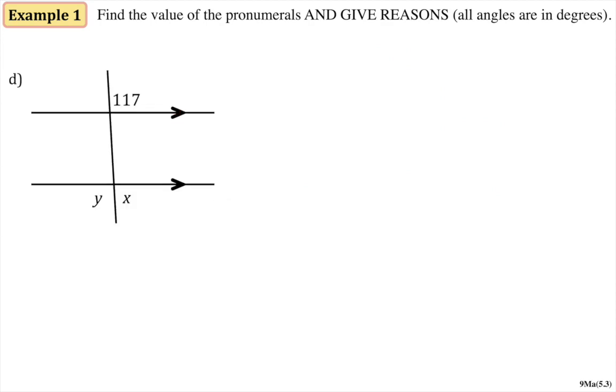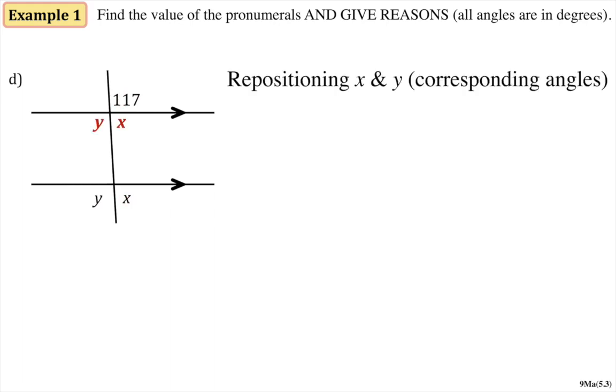Part D. Now I've got to find the value of x and the value of y. If I look at this, there are no F shapes, Z shapes, or C shapes that link 117 to x or y. There are many different ways I could do this. Here is one way. I could reposition x and y by putting them down with their corresponding or matching angles.